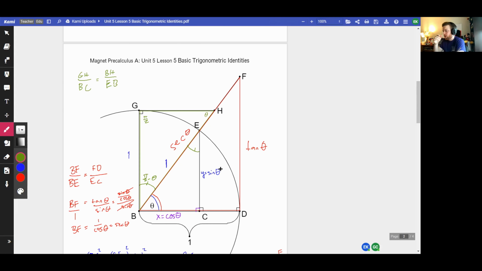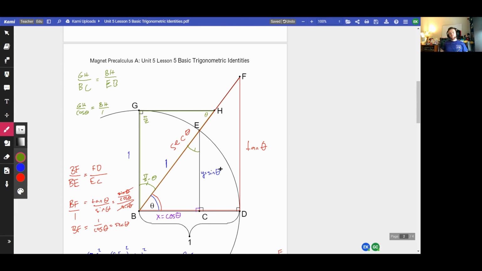Anyways, what are these values? GH, we don't know. BC, we do know. BC is cosine. So we have GH over cosine, and then BH. Oh, we don't know BH. What should we do? EB is 1. So we have two ratios: GH over cosine theta and BH over 1.